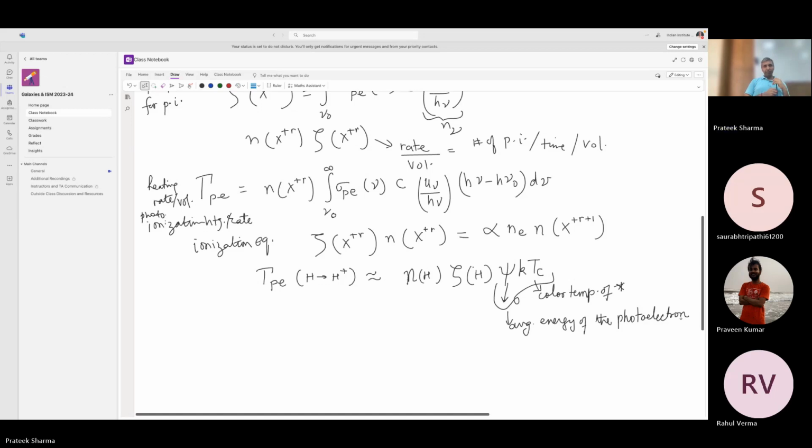Basically, this is the average energy of the photoelectron, and if you divide it by the kT of the radiation field to which this is exposed, you get a dimensionless parameter, psi. It just quantifies the average energy of the photoelectron in the H II region relative to the average energy of the photon coming from the star. Psi is order unity, but yeah, go ahead.